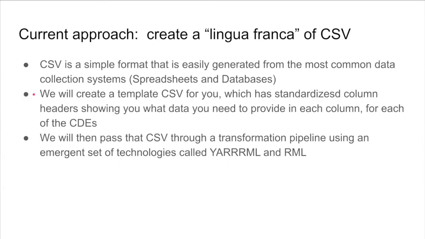We are going to create template CSVs. We're going to tell you the first column must have this kind of information with this header. Second column must have this information with this header. We're going to have standardized column headers showing you what data you need to provide for each of these CDEs. We will then pass that CSV through a transformation pipeline using this emergent set of technologies called YARRRML and RML.